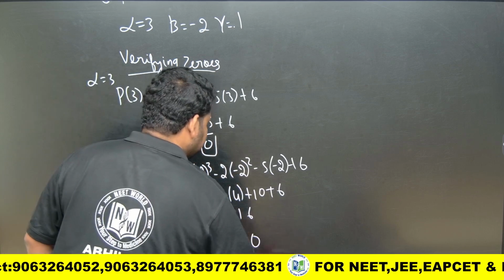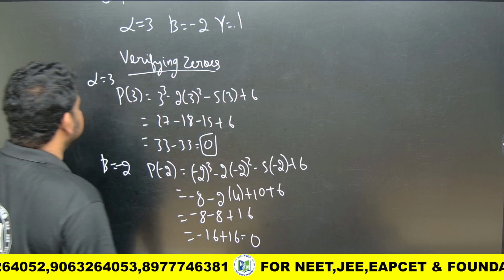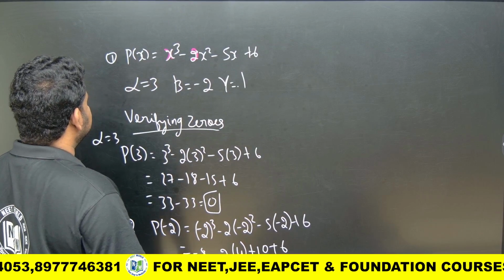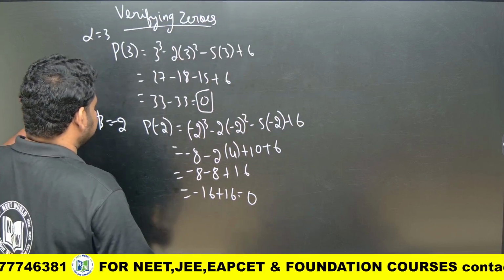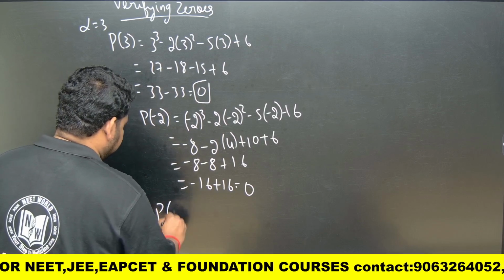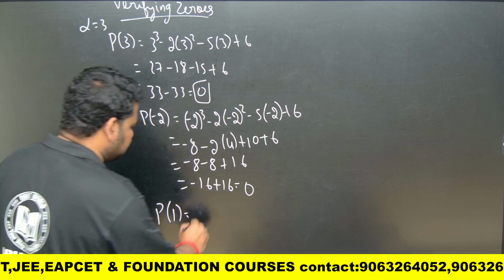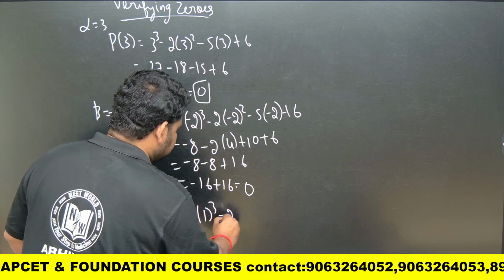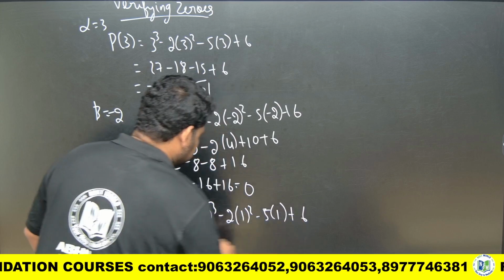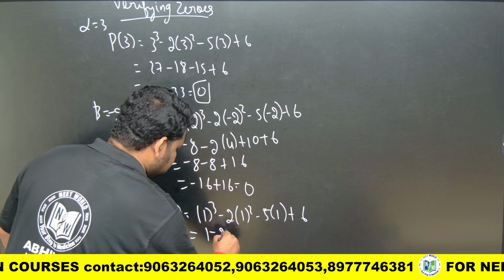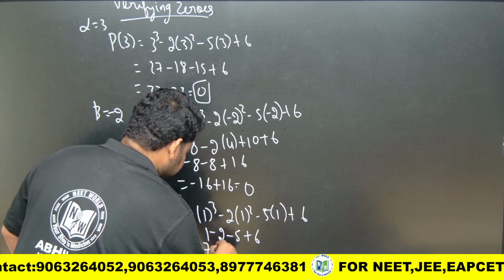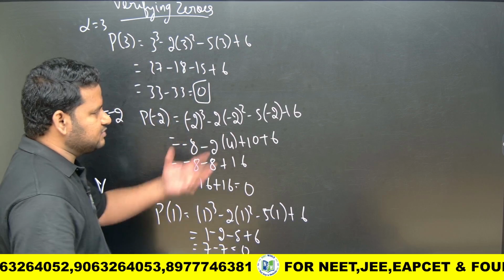Now let us verify the other root they have given, gamma is equal to 1. So P of 1 is equal to 1 cube minus 2 into 1 square minus 5 into 1 plus 6. This will become 1 minus 2 minus 5 plus 6, that is 7 minus 7, which is equal to 0. Yes, this is also verified.